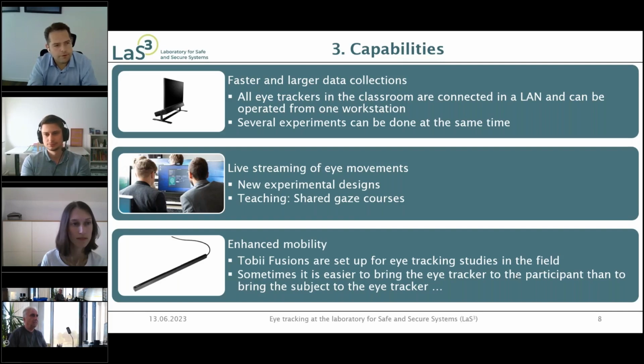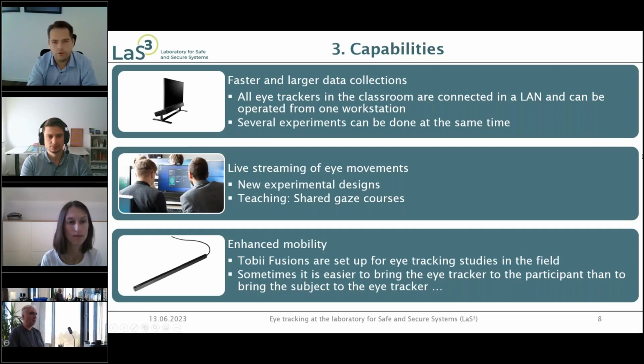And it's also very interesting for teaching. For example, what we call shared gaze courses, which we're currently trying to implement, where you as a teacher can observe your students while solving different tasks and can correct them. If you see, for example, that they do something completely different from what they should do, for example, if they have another strategy, you can immediately give feedback, which helps them adapt to the task.